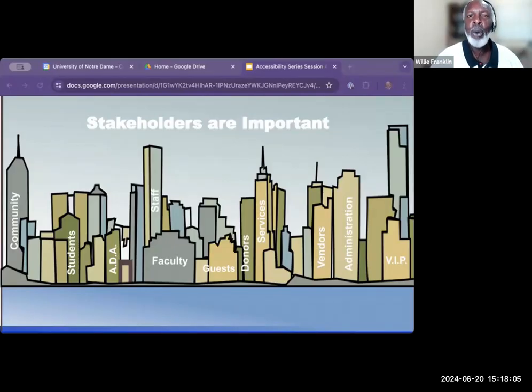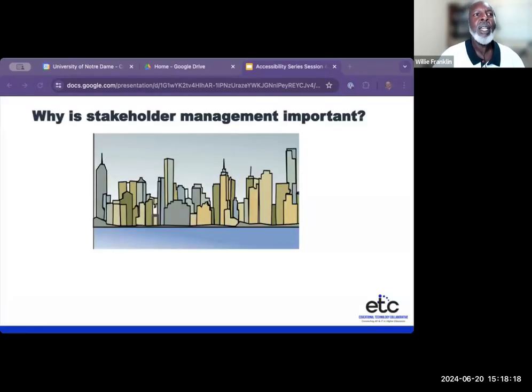That said, stakeholder management is very important throughout this whole process. So as we begin to explore what stakeholder management is all about, I want to share with you a couple of key elements of that. So we'll proceed to the next slide here and look at why stakeholder management is important.